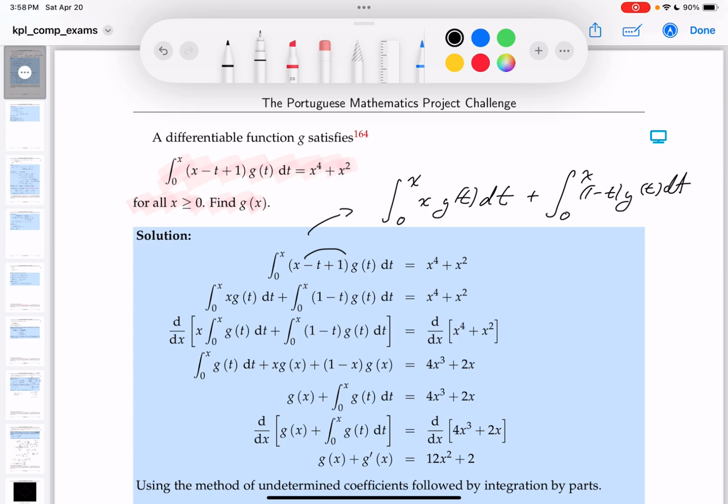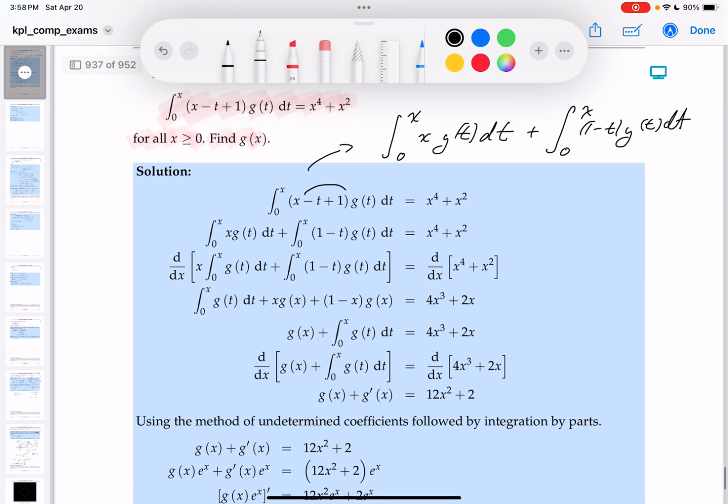Then I said, maybe I could just differentiate, because the right-hand side is really easy to differentiate, and the left-hand side looks a little tricky to me. So I'm going to differentiate both sides now. Again, the right side is really simple to differentiate: you get 4x cubed plus 2x. The left side is a little more difficult.